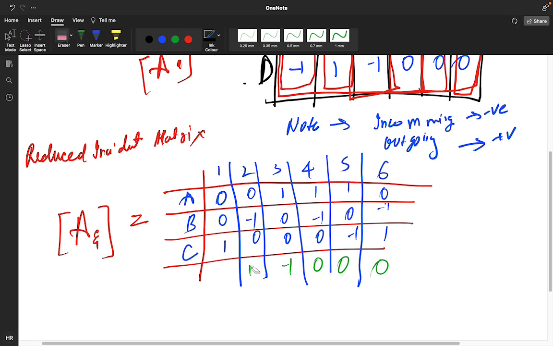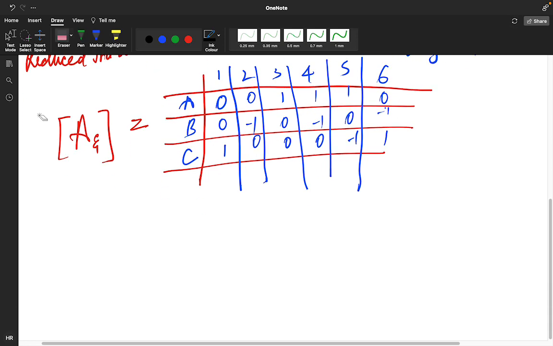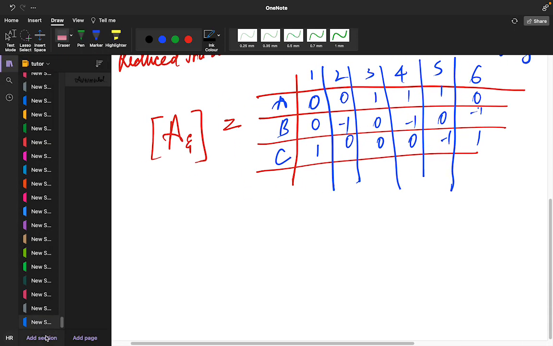So guys, till now it's clear, or any doubt? So this is your reduced incidence matrix. If any doubt, you can ask. If any doubt, you can ask. Prasanna, any doubt in this particular thing?